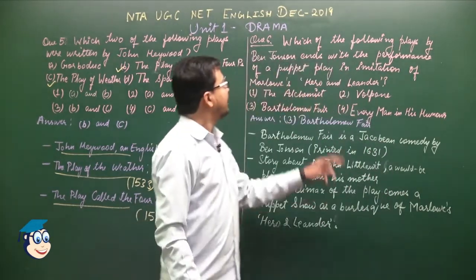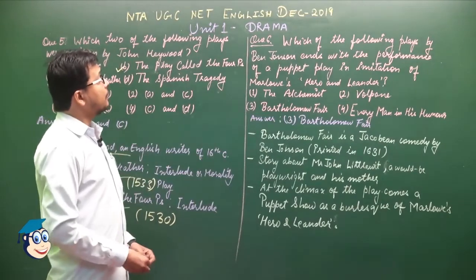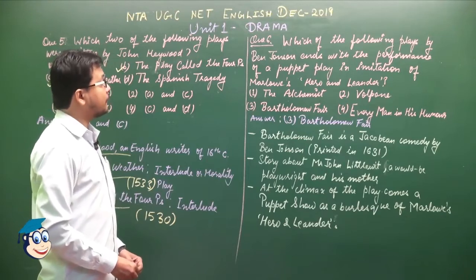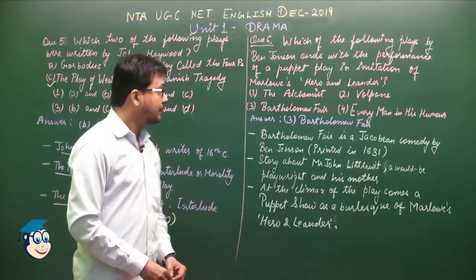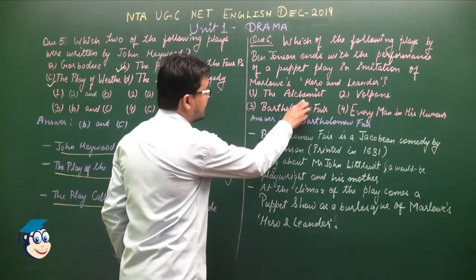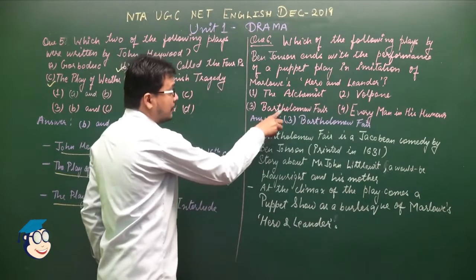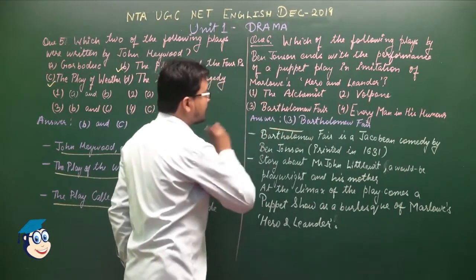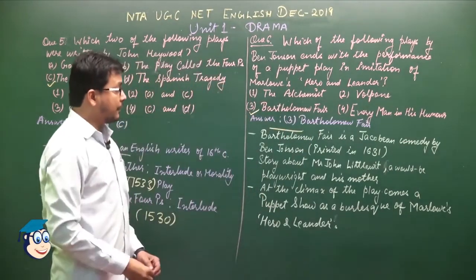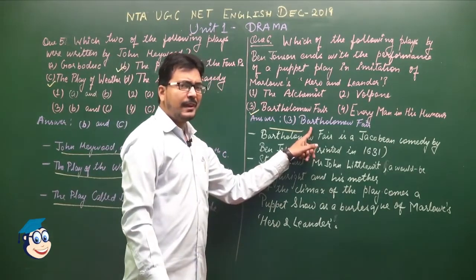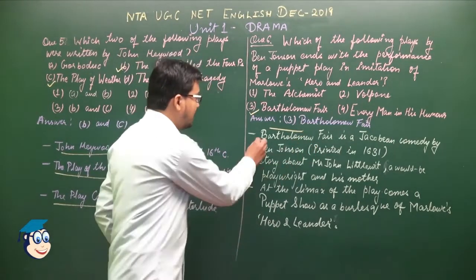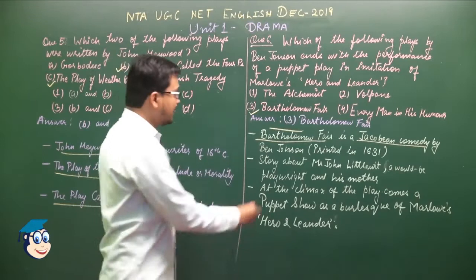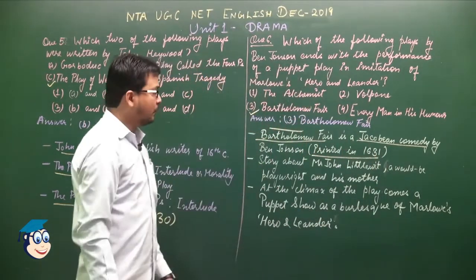The next question is written on the board. Which of the following plays by Ben Jonson ends with the performance of a puppet play in imitation of Christopher Marlowe's Hero and Leander? The options given here: The Alchemist, Volpone, Bartholomew Fair and Every Man in His Humour. And the correct answer is the third one, Bartholomew Fair. In fact, it is a lesser known play written by Ben Jonson. It was a Jacobean comedy that was printed in 1631.